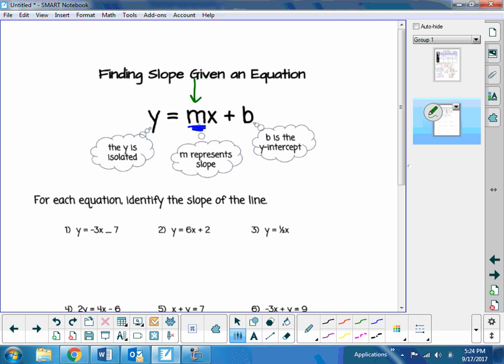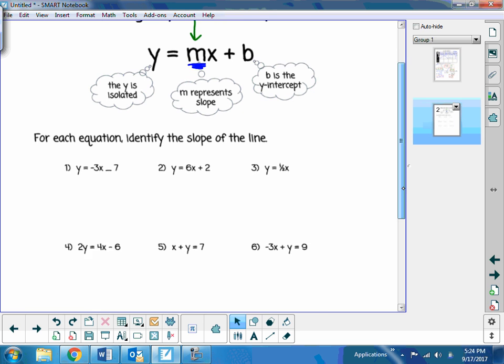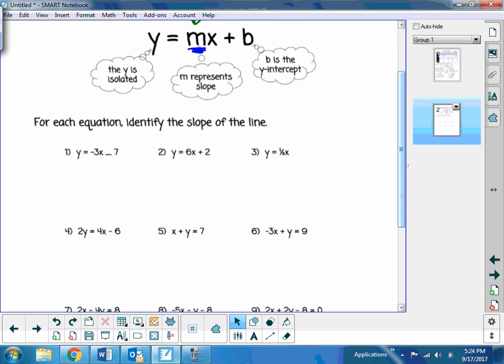Okay, so I have a couple of pretty straightforward examples here. But remember, our first goal is always to get that first cloud there, that the y is isolated. So if you look at number one, the y is isolated, so all you have to do is read the slope. So the slope is the number right in front of the x. So in our case, slope is a -3.